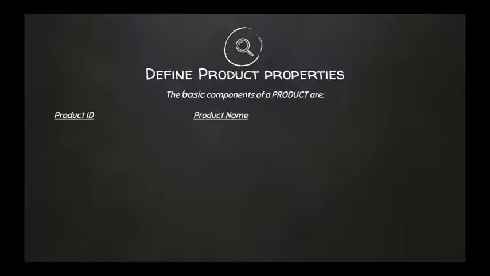A product name. Now, this can be an abbreviation. This could be the actual name. Typically, product names are going to be something distinguished, maybe something short, so that you can identify the product within your system.